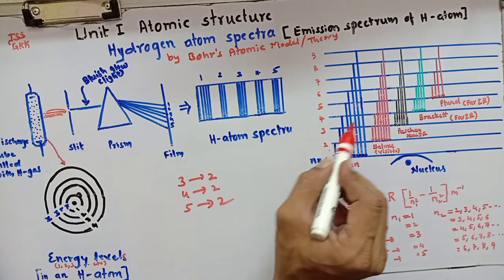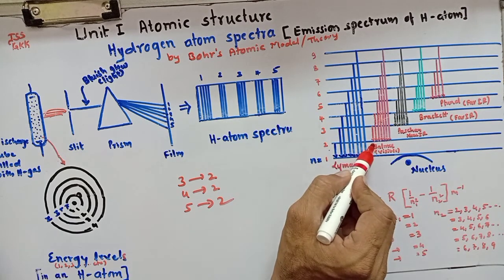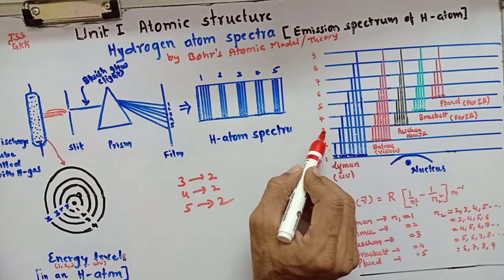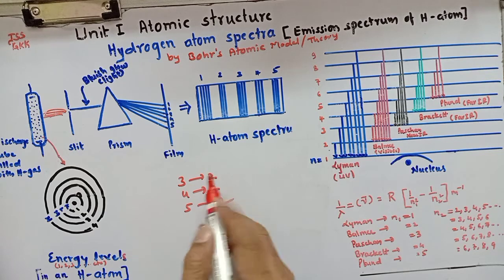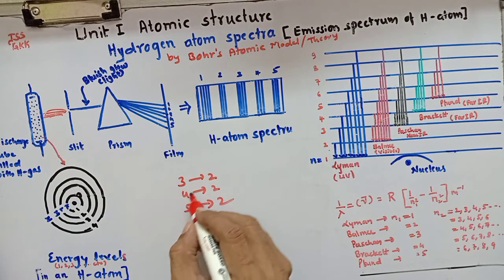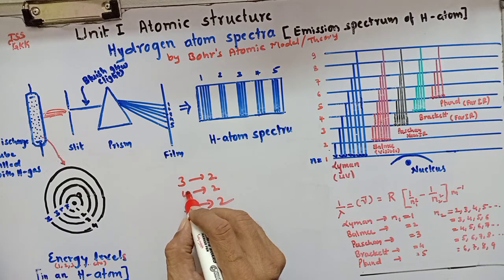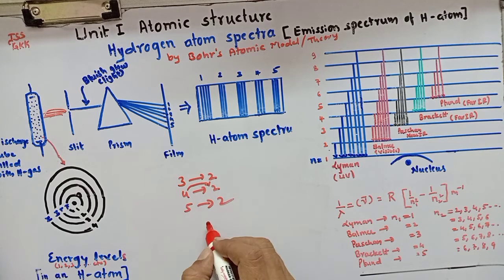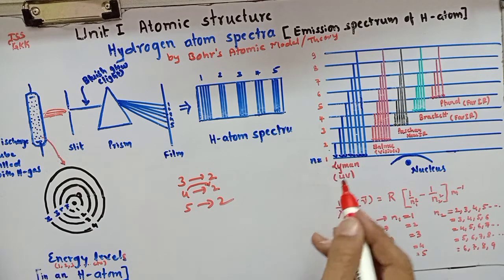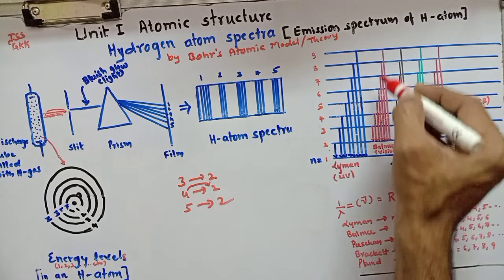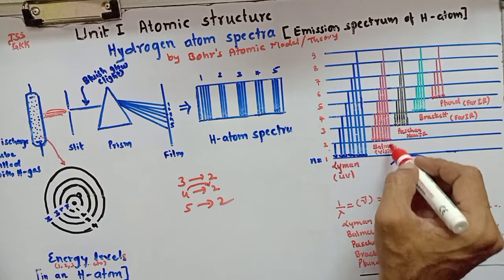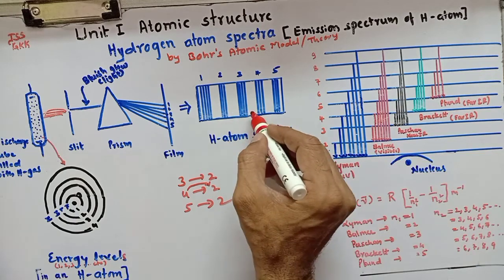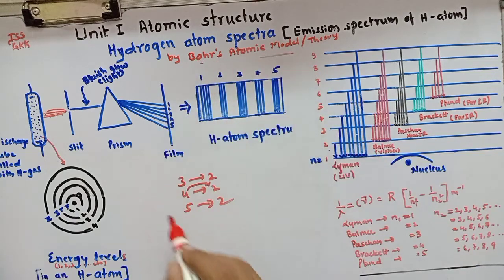That means the first spectral line of the Balmer series is produced when the electron jumps from the third energy level to the second energy level, and the second spectral line of the Balmer series will be produced when the electron jumps from the fourth energy level to the second energy level. So like that, whenever the de-excitation of an electron takes place from different higher energy levels to the second energy level, that will result in the formation of Balmer series of spectral lines according to the Bohr atomic model.